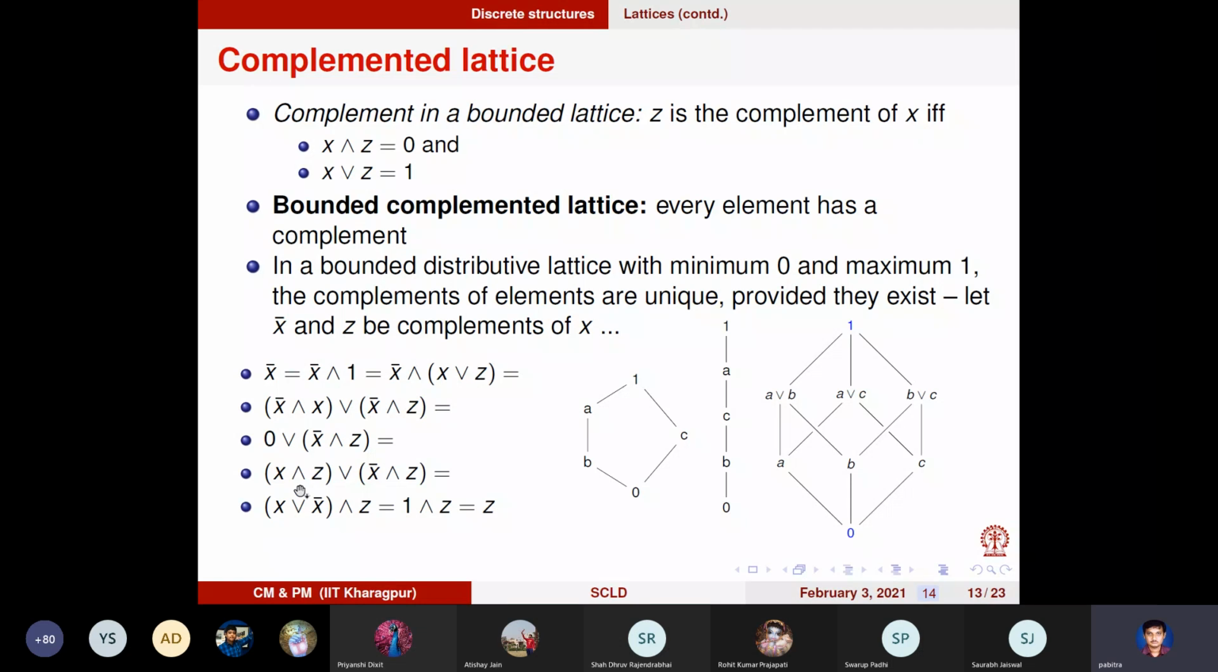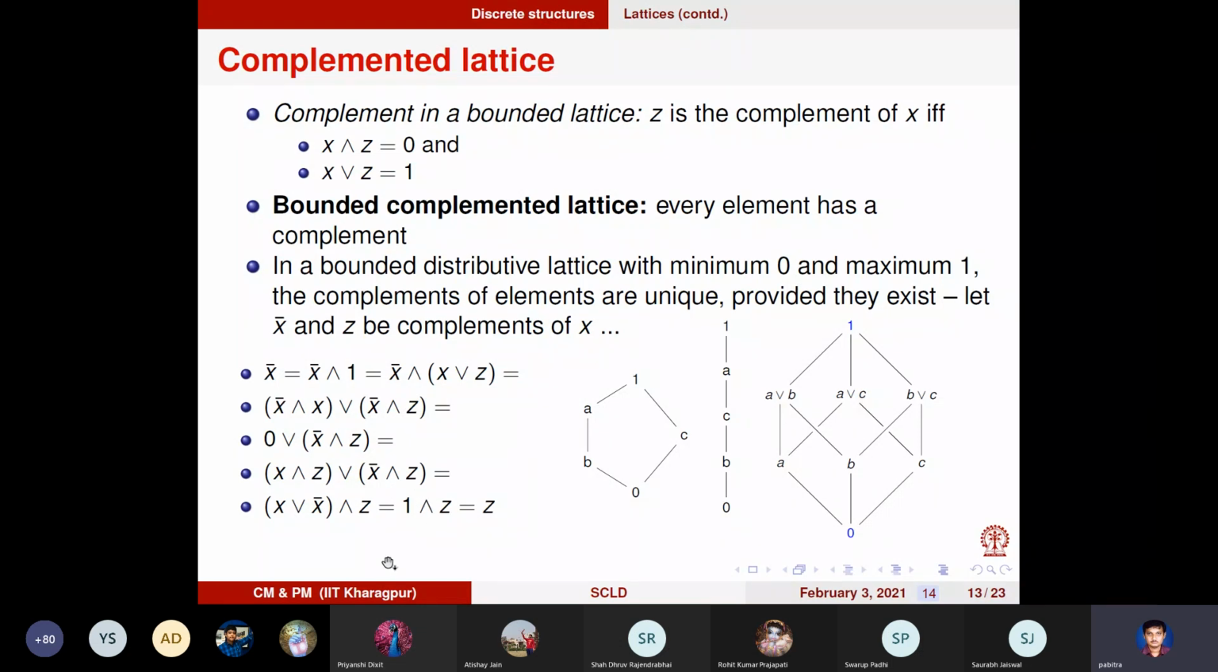Why can I do it? Why can I replace 0 by x meet z? Can you tell? Property of complement. I have assumed that z is a complement of x. So I replace 0 by this, and this becomes this thing.